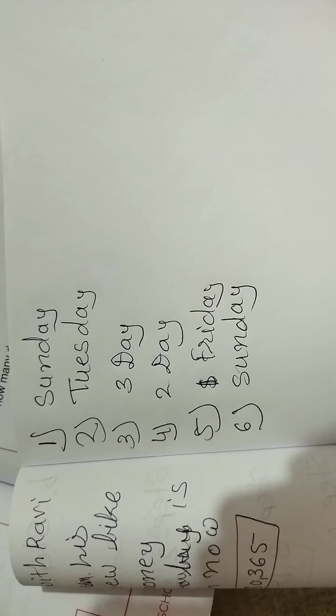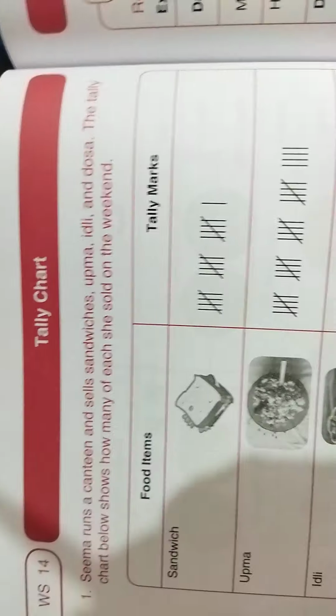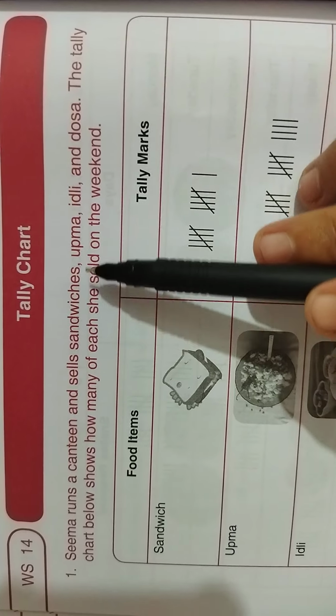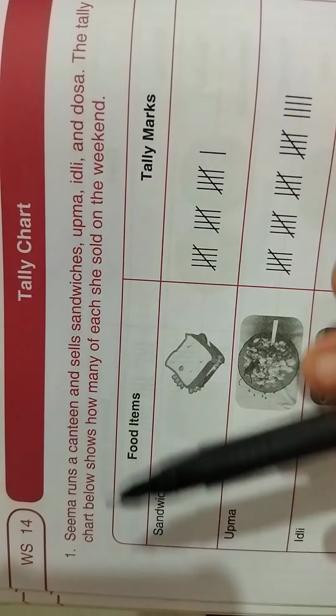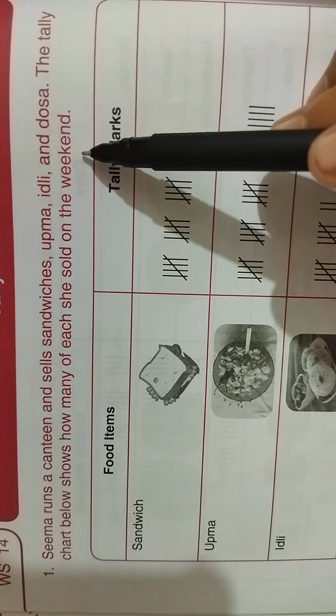Okay students, I hope your work is complete. Now we'll start the second sum. Next, worksheet number 14, daily chart. Seema runs a canteen and sells sandwich, upma, idli, dosa. The daily chart below shows how many of each she sold on the weekend.